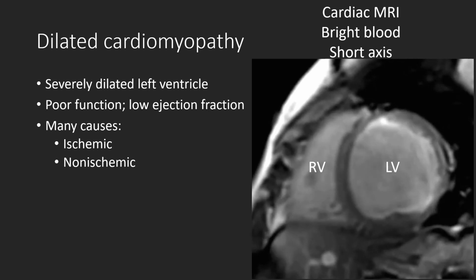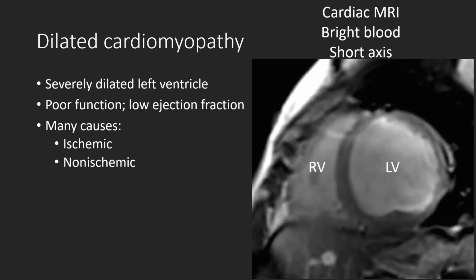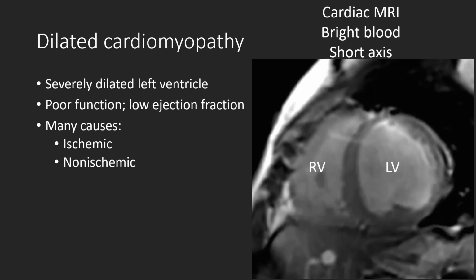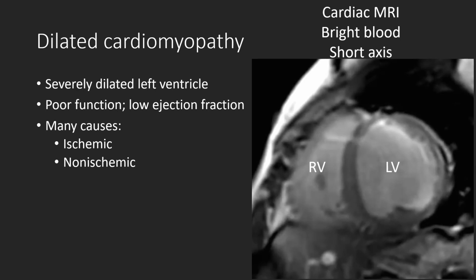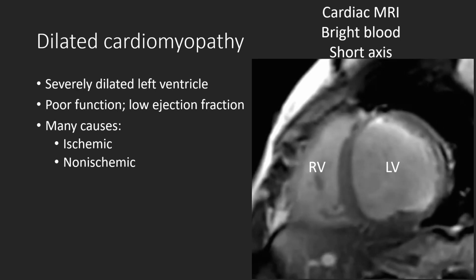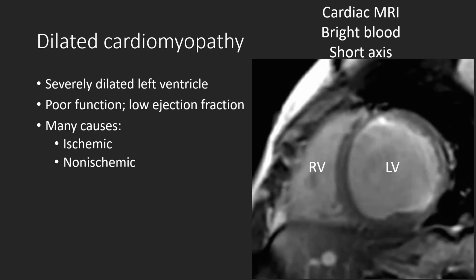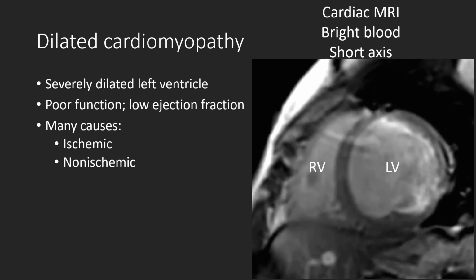This patient had a dilated cardiomyopathy, which predominantly affected their left ventricle. This basically means that the left ventricle is enlarged and generally not working well, resulting in a very low ejection fraction and poor forward flow. The two major categories for dilated cardiomyopathies are ischemic, from prior myocardial infarctions, and non-ischemic.